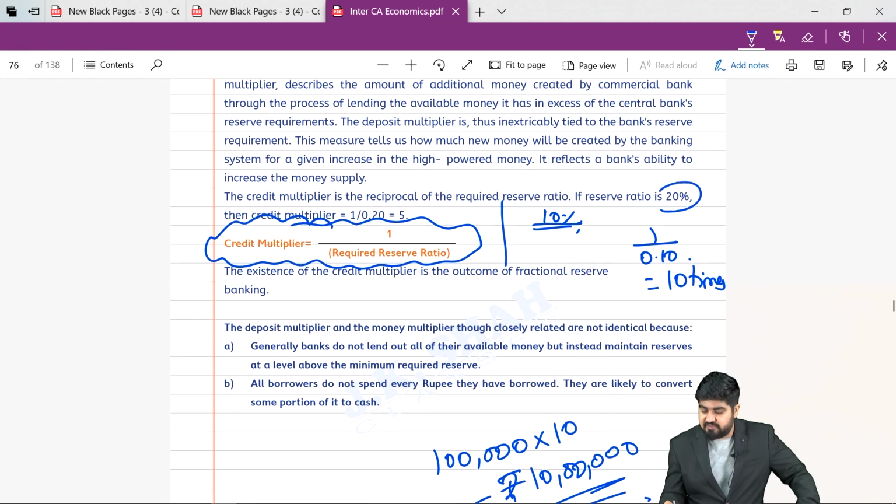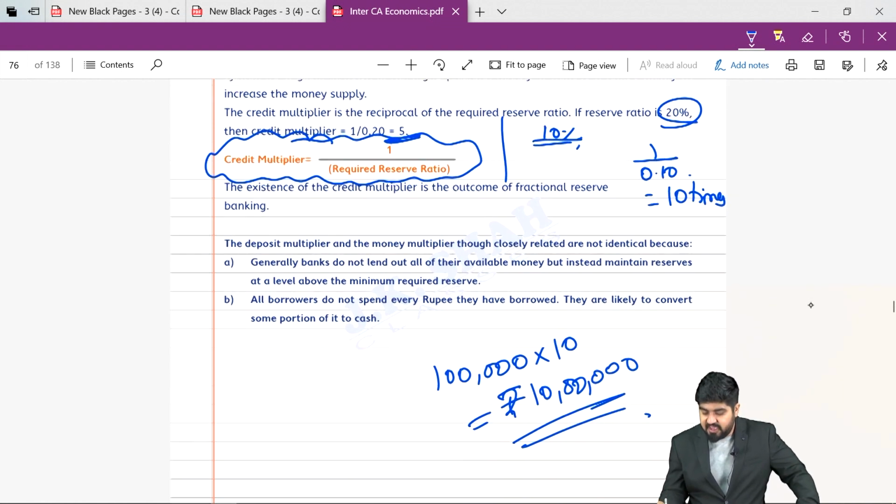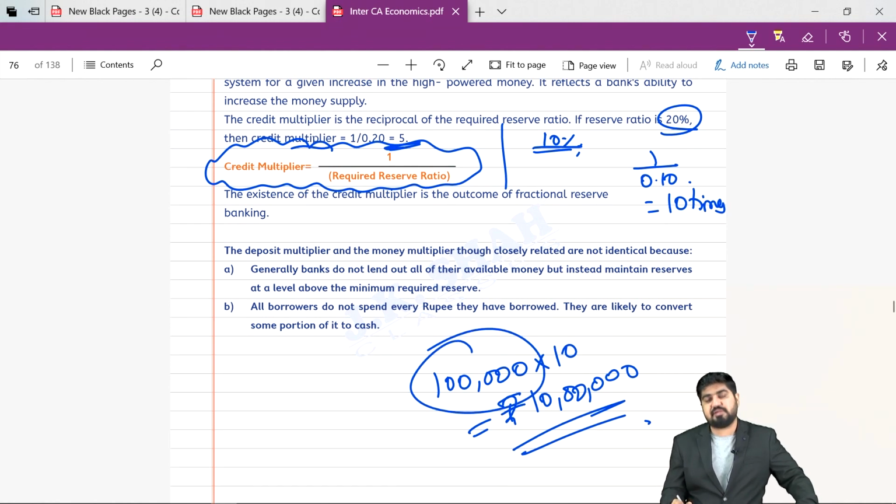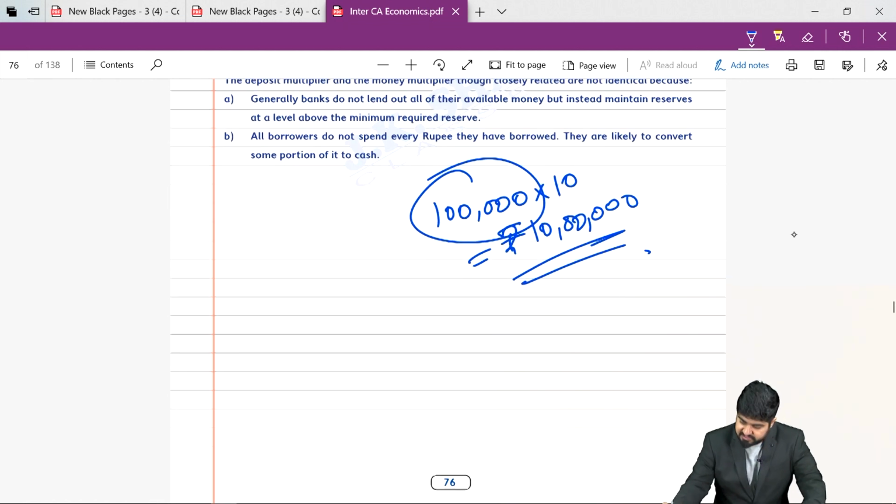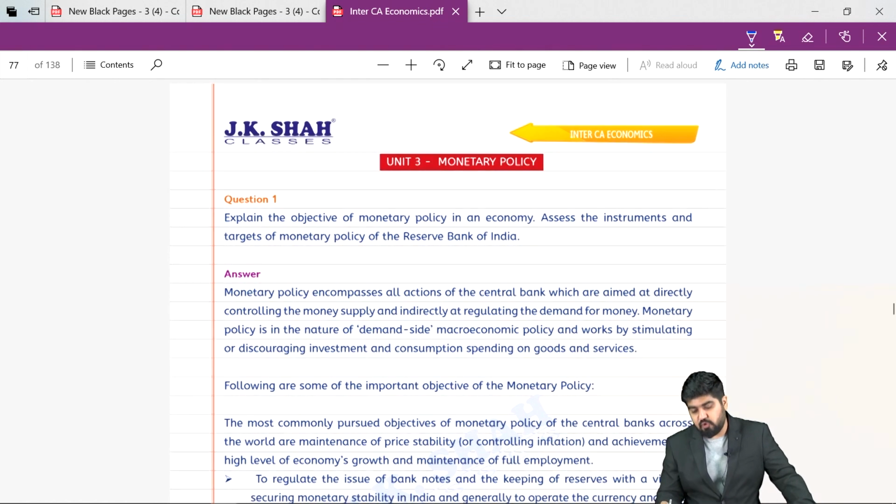Similarly, one example is given here. Let's suppose the required reserve ratio is 20%. What will be the credit multiplier? Of course, you are aware about it. It will be 5. And if let's suppose 1 lakh rupees is the initial deposit, then 1 lakh into 5 will be 5 lakh rupees. That completes our entire unit number 2, friends. I hope you are very clear in this.